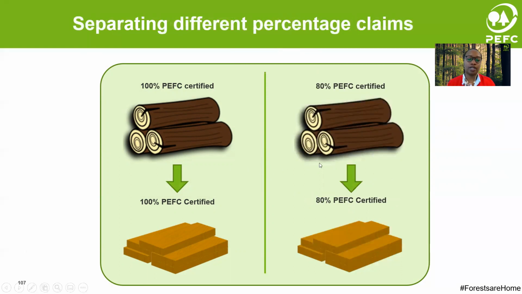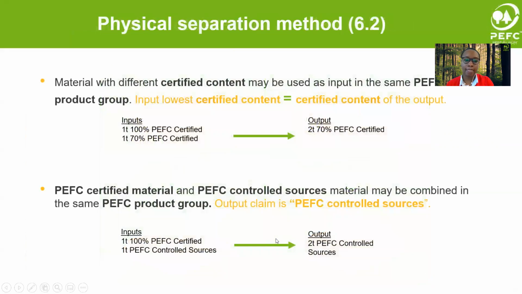So this is also another example where you can have a physical separation method. Let's say you receive logs which are 80% PEFC certified as a company, and then you physically store them separately with clear identification. If the material is processed, then in the end you can have 80% PEFC certified timber.